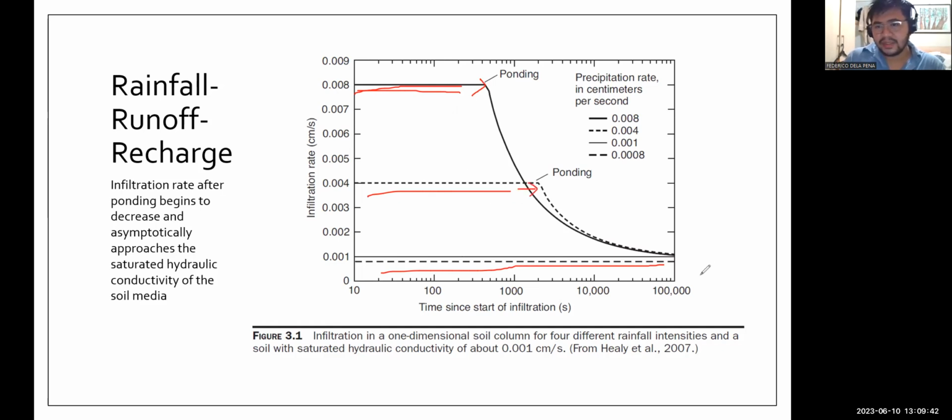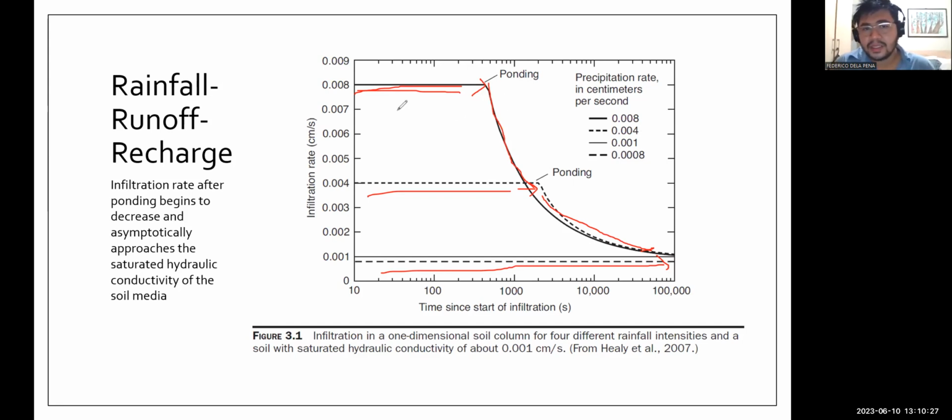By saturated, it means all the pore spaces in the soil are filled with water. Once you hit that point, you will get ponding, and basically you will get very, very limited infiltration. At that point, you will be getting more runoff production than actual infiltration. That's why storms and heavy rainfalls may not really effectively cause recharge of the groundwater.